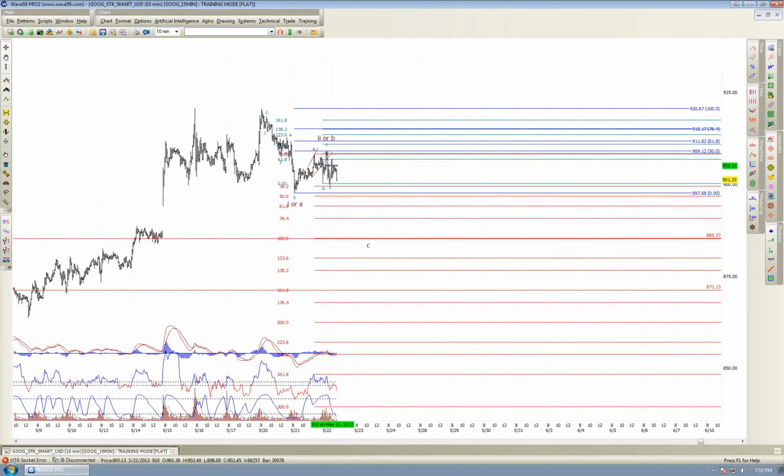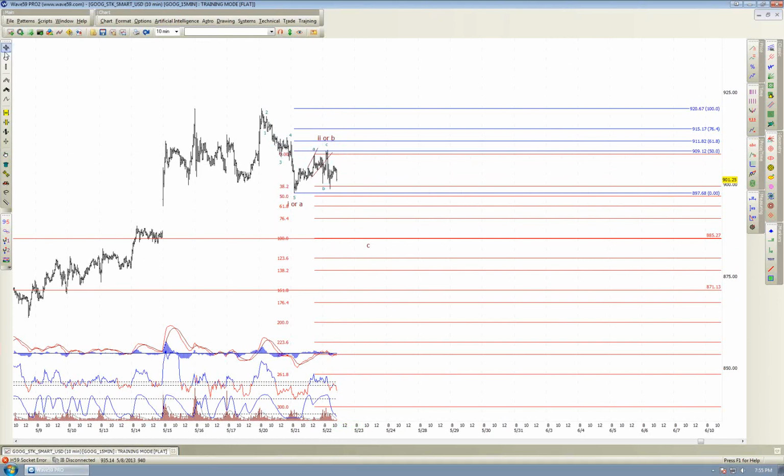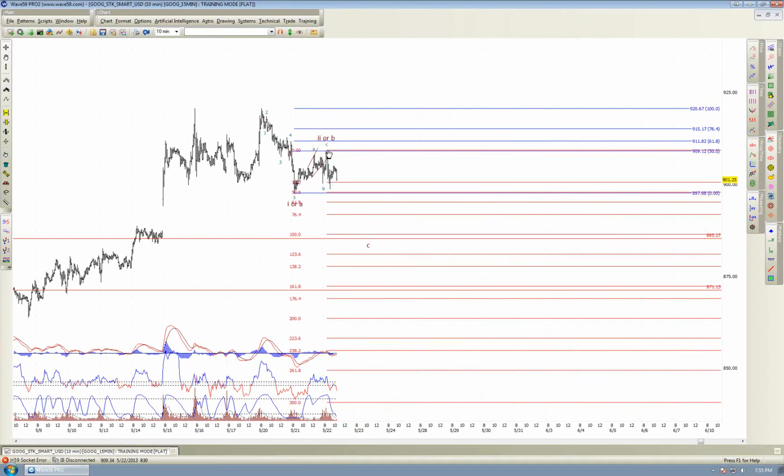So this would be our wave 1 and 2 of either a C wave or a third wave, and we're going to place our stop just above that wave 2 high. Let me move our fibs up and see how it progresses.